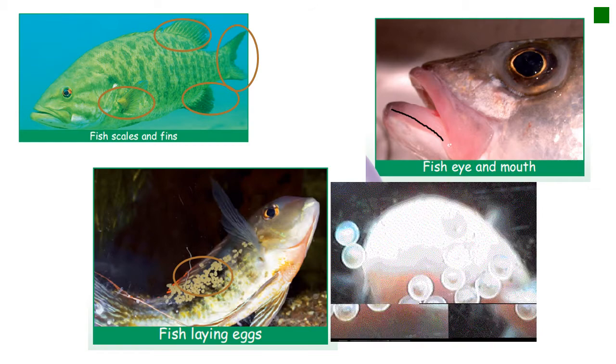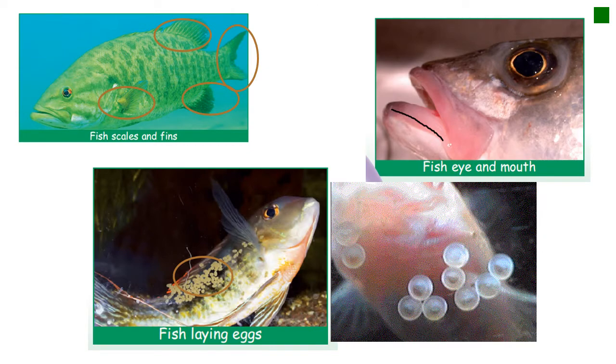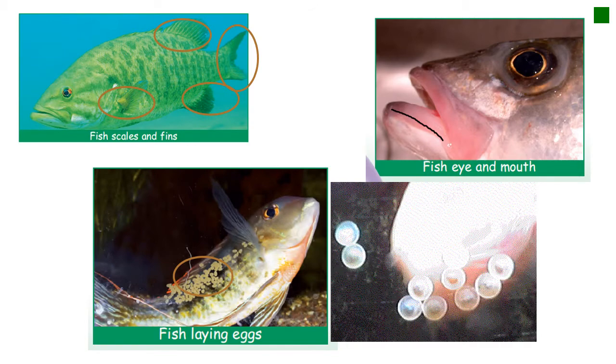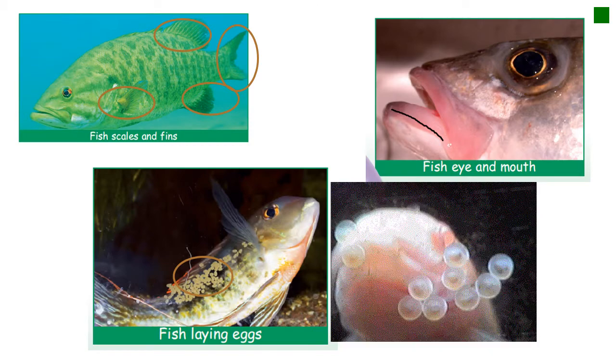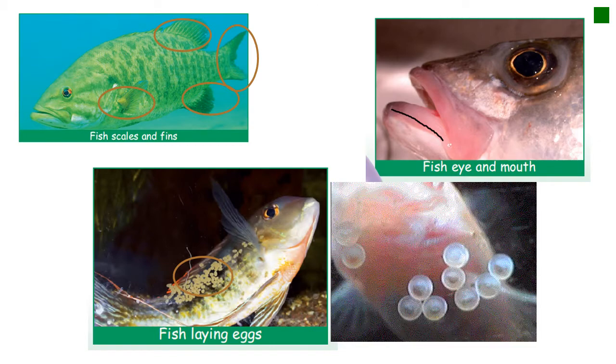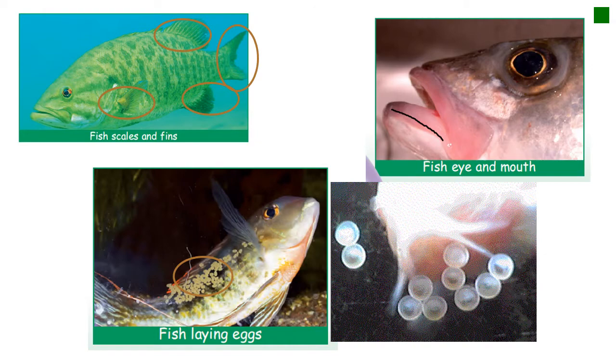Here we can see the fish eye and mouth. This is a closer picture of the fish eye and mouth. Here we can see fish laying eggs. These are the eggs, and this is another picture or a short movie of a fish laying eggs.